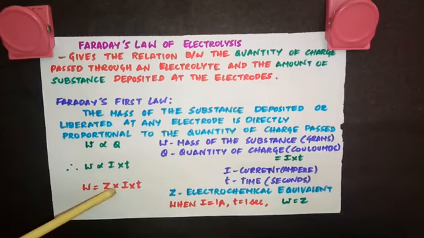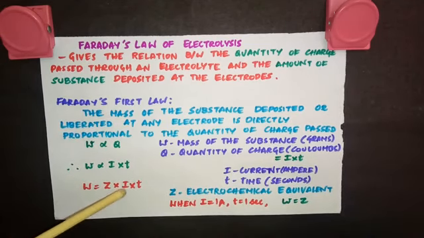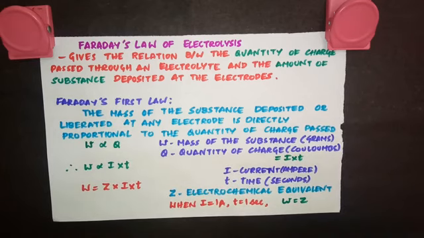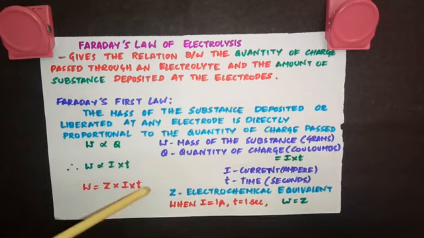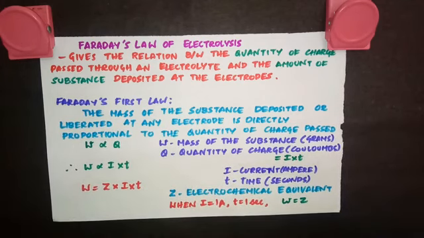See, this electrochemical equivalent will be equal to W when 1 ampere current is passed for 1 second. When I is equal to 1 ampere and T is equal to 1 second, then W will be equal to Z. So you can define electrochemical equivalent Z as the mass of the substance deposited by passing 1 coulomb of charge or by passing 1 ampere of current for 1 second through the electrolyte. So when you pass 1 ampere of current for 1 second through the electrolyte, the amount of substance deposited at the electrode is called as electrochemical equivalent.